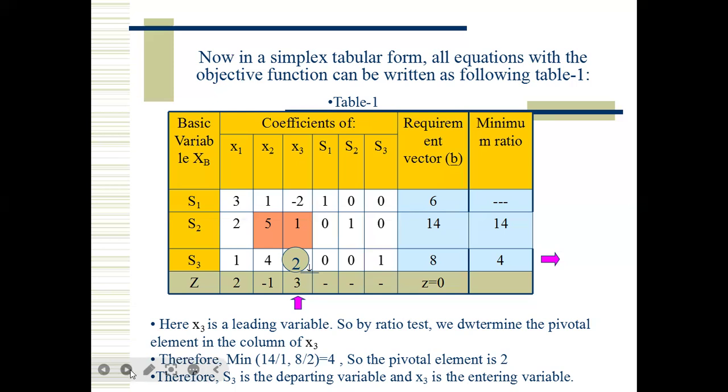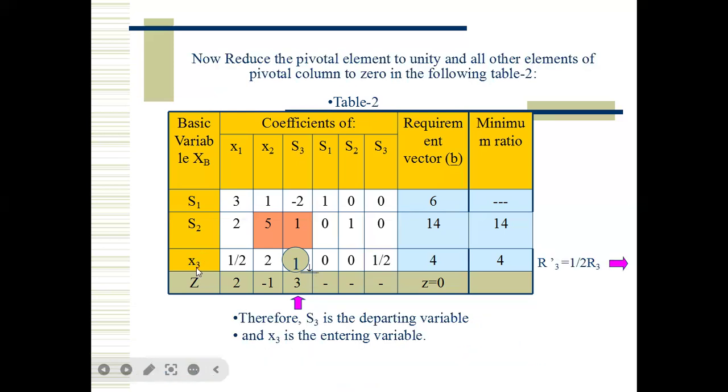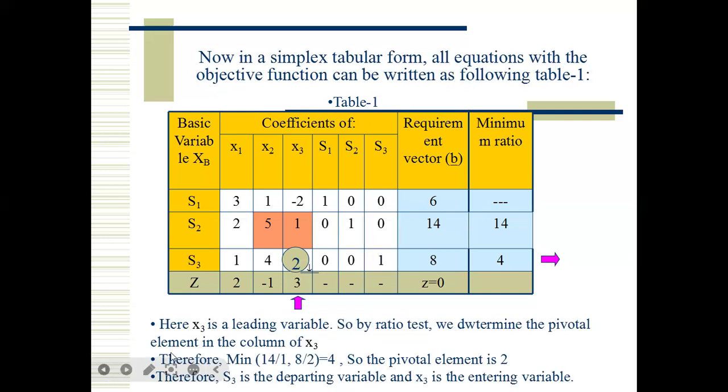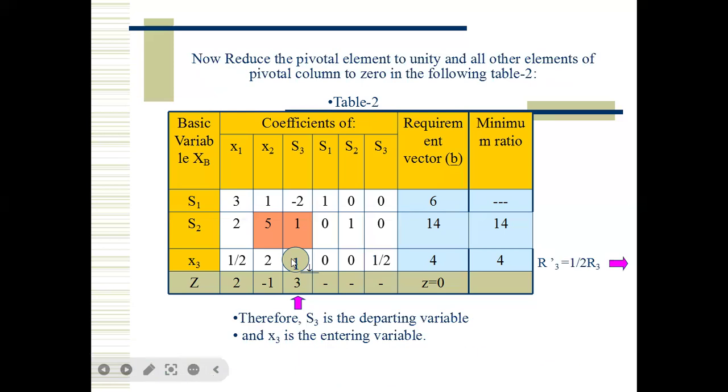So from the next table we get this one. That means X3, and this will become S3. Therefore, the leading variable is X3 and the departing variable is S3. Now we'll make the pivotal element unity.